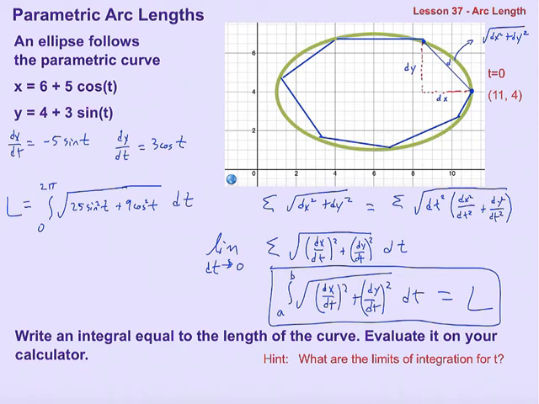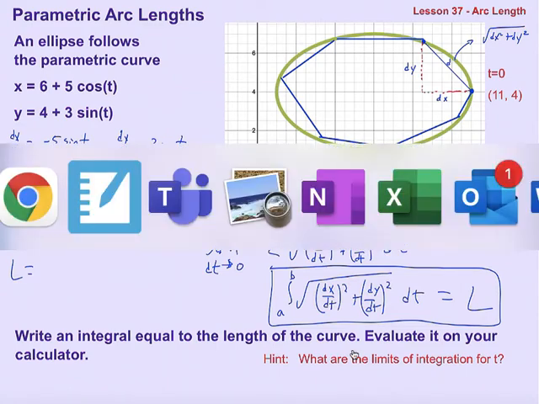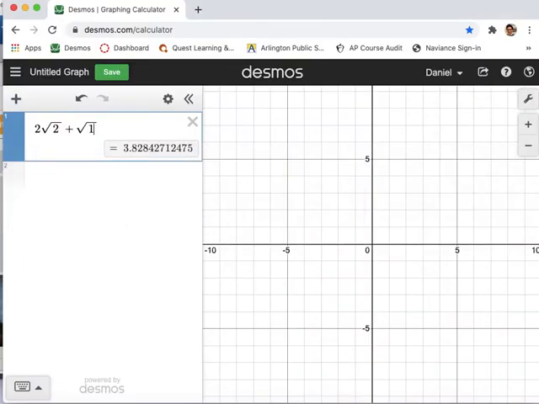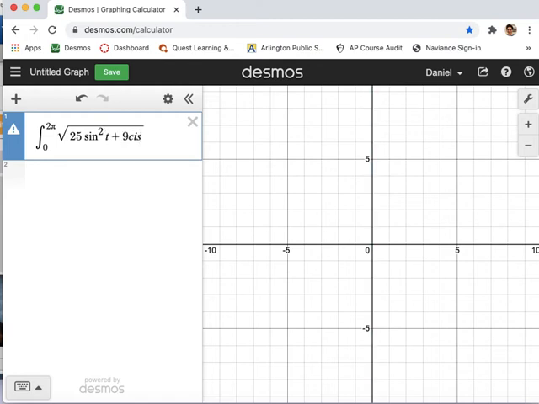And for the moment, that's not something that we have the skills to do by hand yet. So we will turn to Desmos, and we can integrate that on Desmos. 0 to 2 pi, the square root of 25 sine squared t plus 9 cosine squared t with respect to t. We see that the overall length is 25.53.